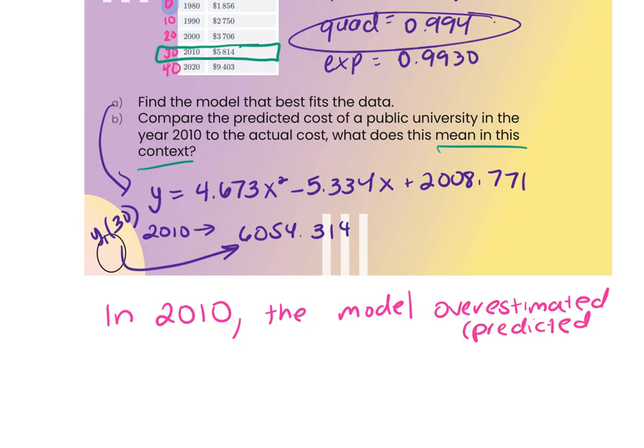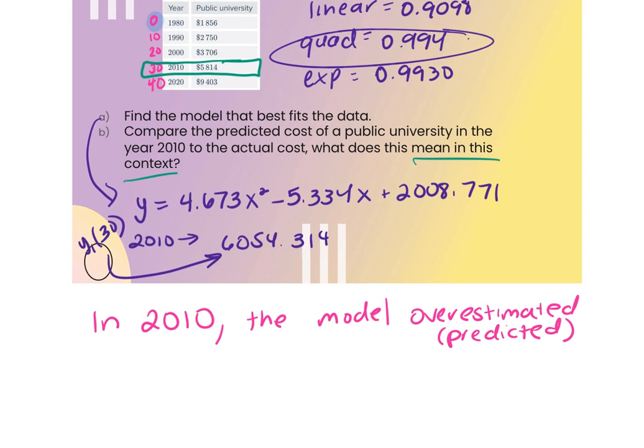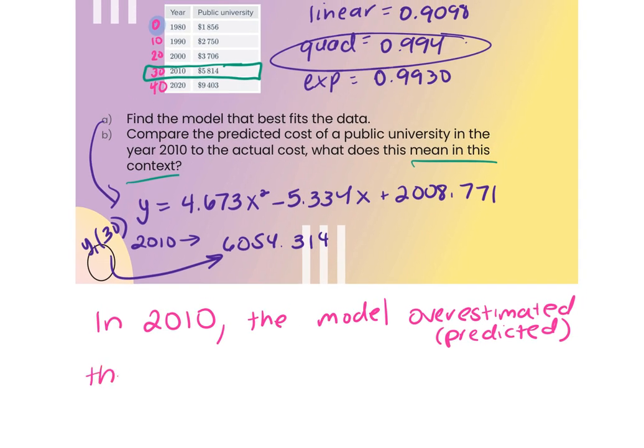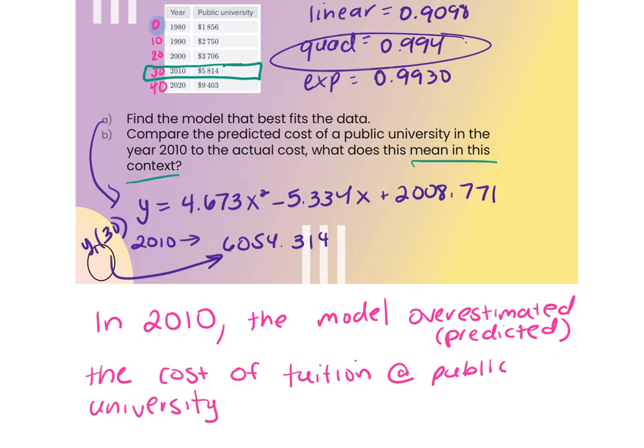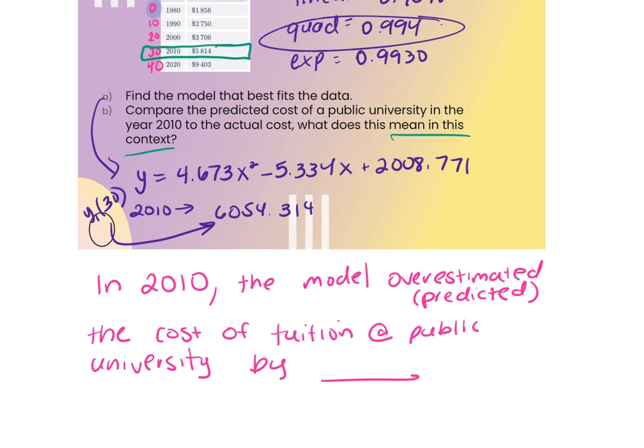Either one's okay. Okay. What are they predicting? What's the unit this time? The cost of tuition at a public university by, now what we have to find. How far off was it?